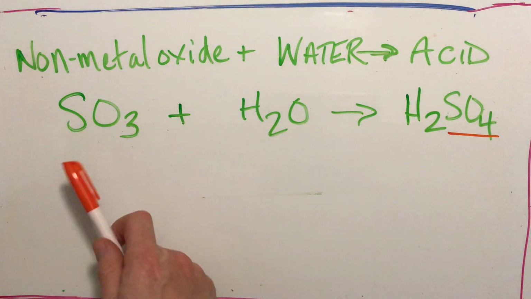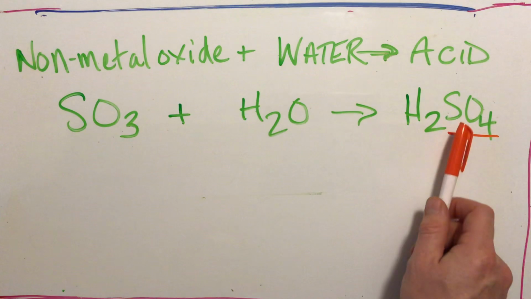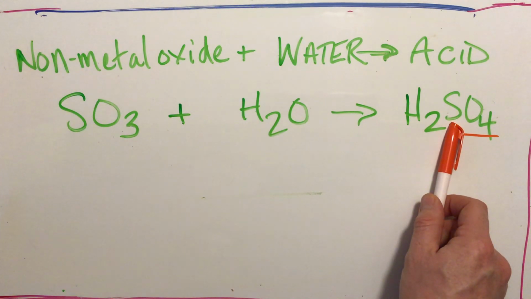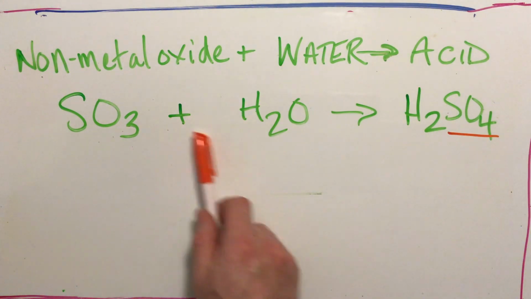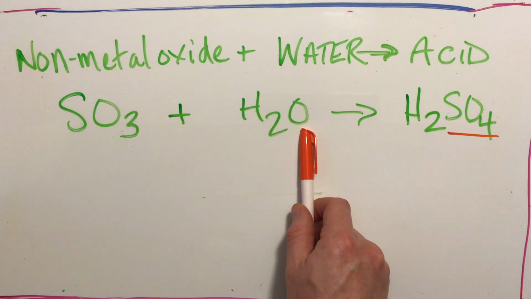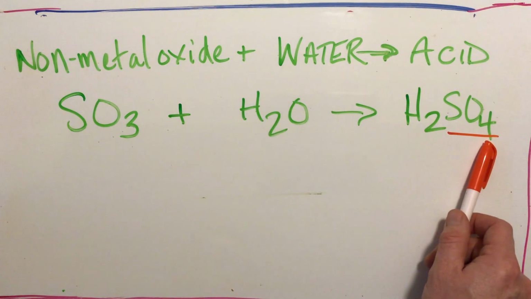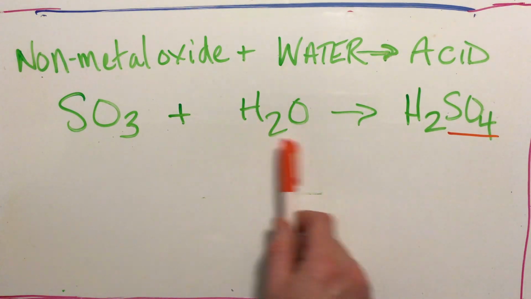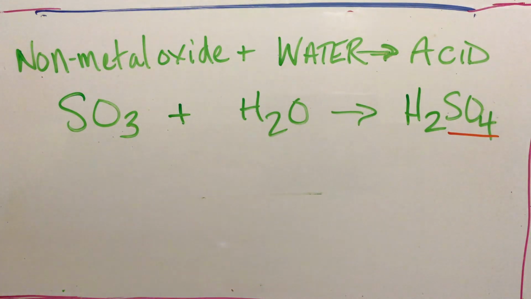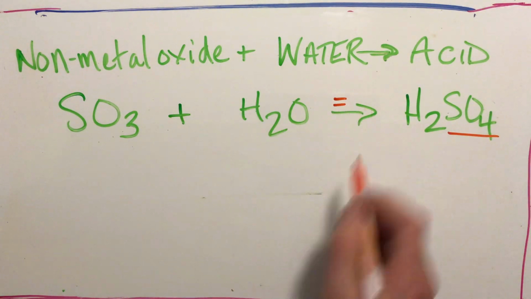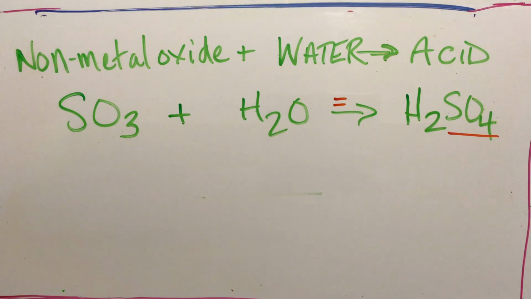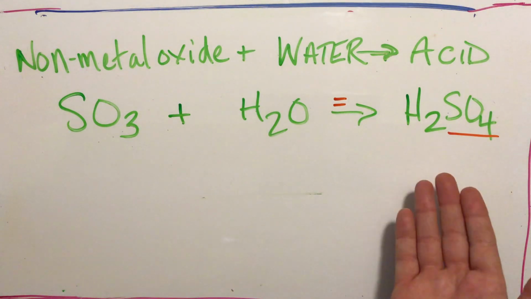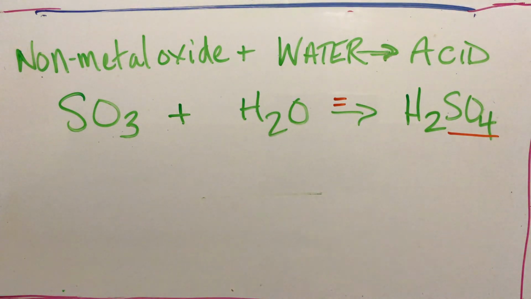So let's double check our balancing. S, I've got 1 S. 3 O's plus 1 O gives me 4 O's. Everything good so far. 2 H's, 2 H's. That's perfect. Remember, when we're balancing, we treat this like it's an equal sign. The stuff before the arrow has to equal the stuff after the arrow when we're writing it down. The next one.